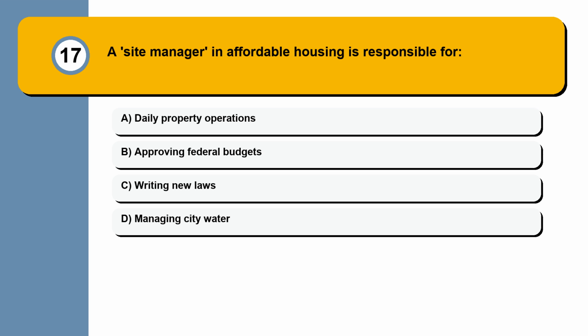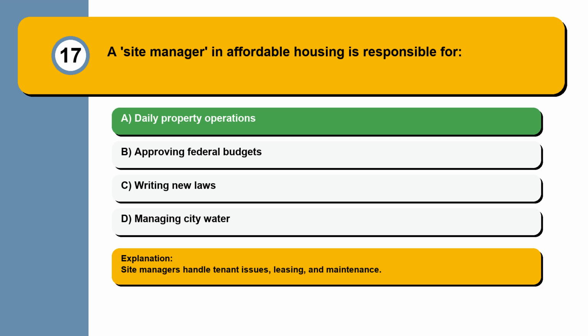Question 17. A site manager in affordable housing is responsible for daily property operations, approving federal budgets, writing new laws, managing city water. Site managers handle tenant issues, leasing, and maintenance.